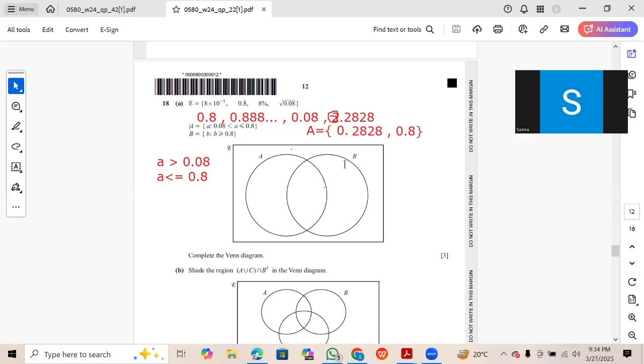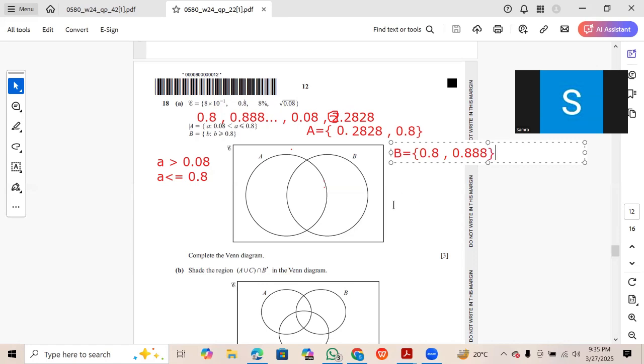Now tell me about set B. B is greater than or equal to 0.8. So which numbers are greater than or equal to 0.8? 8 into 10 power minus 1, yes, we can write that. I am writing 0.8; both are similar. And I think only those first two. The second one will also be included, 0.88, because it is greater than 0.8. So these are the two sets.